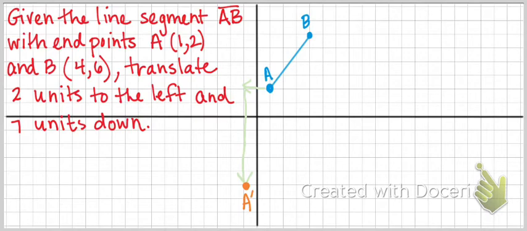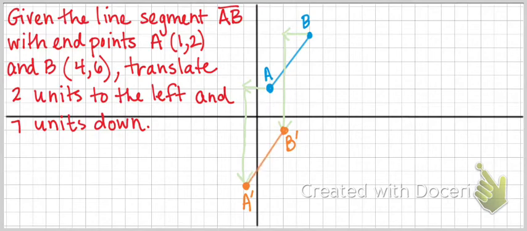And let's do the same for B. So 2 units to the left and 7 units down. So this is where B is. Call it B prime, since we already have a B. And then you connect those 2 points and we have our line segment.